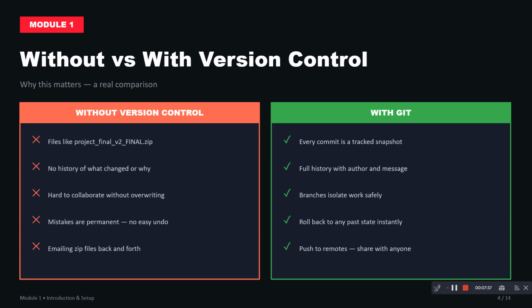Like I said, emailing zips takes more memory. It is really a tedious process. Instead, what we can do is push it to a remote branch and just share that link with whichever developer wants to take control of that code and enhance it. So this kind of flexibility is also there when we use version control.